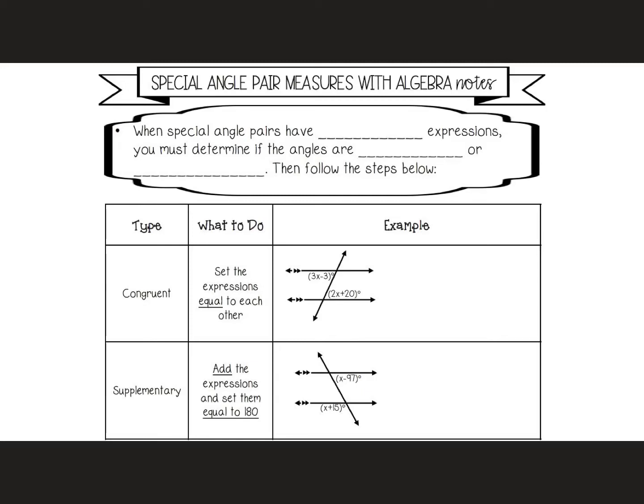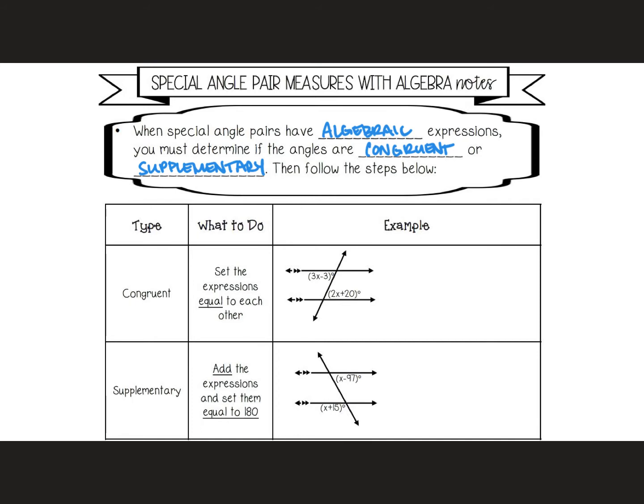Special angle pair measures with algebra. When special angle pairs have algebraic expressions, you must determine if the angles are congruent or supplementary. For this first example, we'll see how we handle them if we have two angles that are congruent.